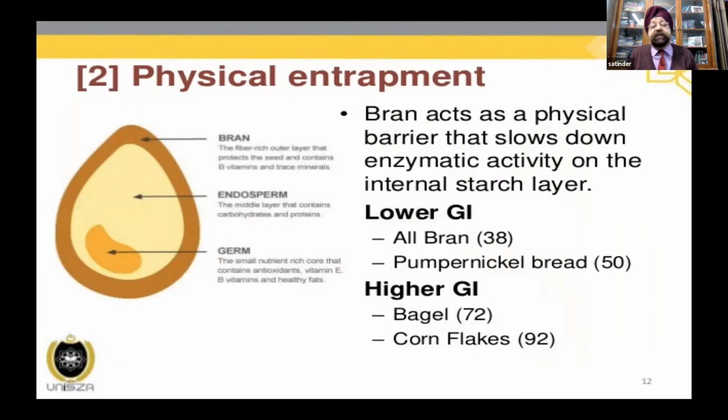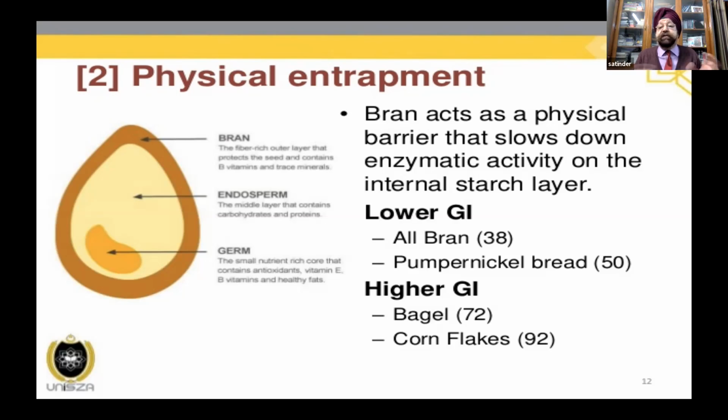Second part is the physical entrapment. You see the bran over a grain acts as a barrier that slows the enzymatic activity in digestion of starch, thus making it low GI. And all bran and pumpernickel bread are examples of bran-related low GI foods.